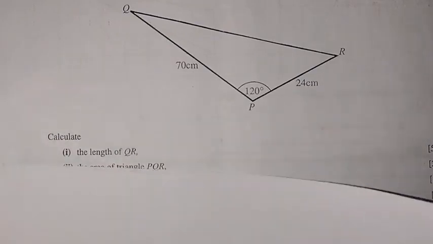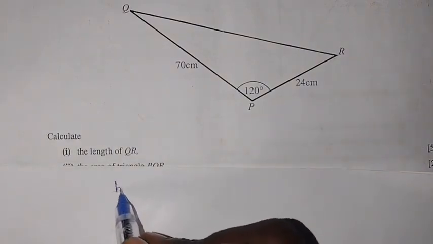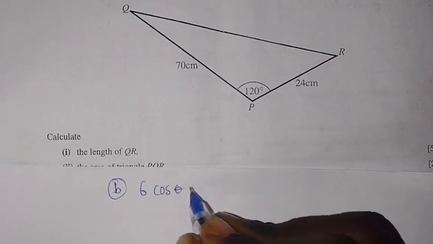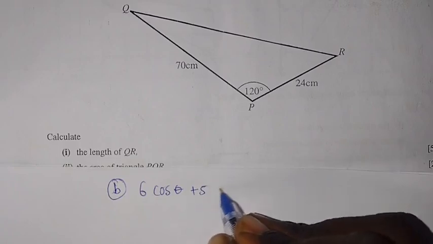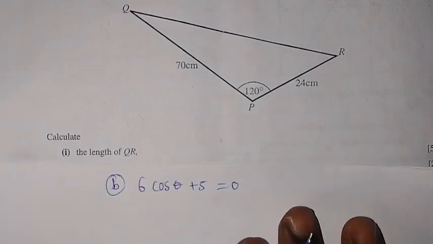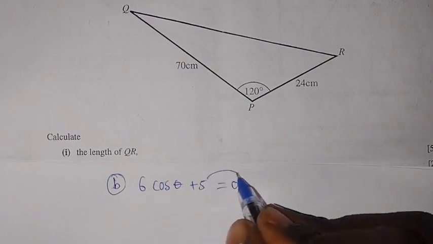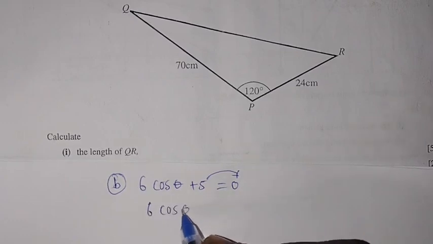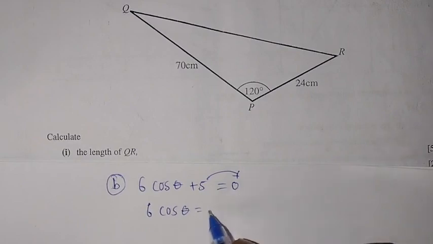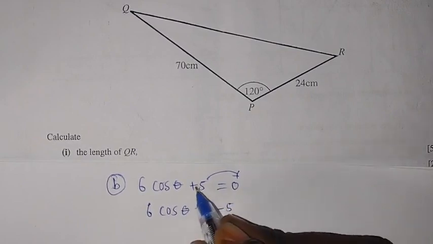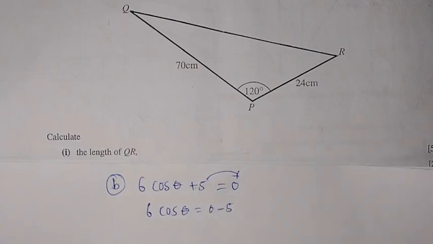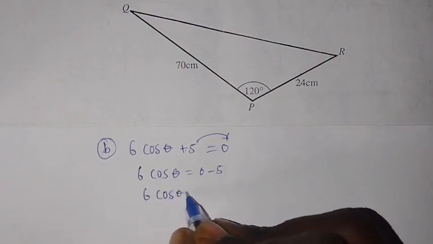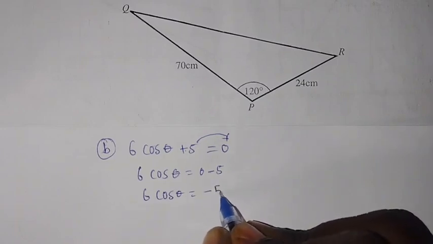The first thing we do is write our question. We have 6 cos theta plus 5 equal to 0. So we can take this 5 to the other side. We are going to have 6 cos theta is equal to 0 minus 5, because this is positive, it becomes negative. Then from here, we have 6 cos theta is equal to negative 5.